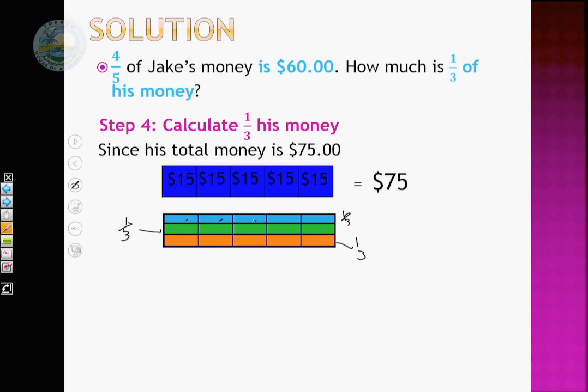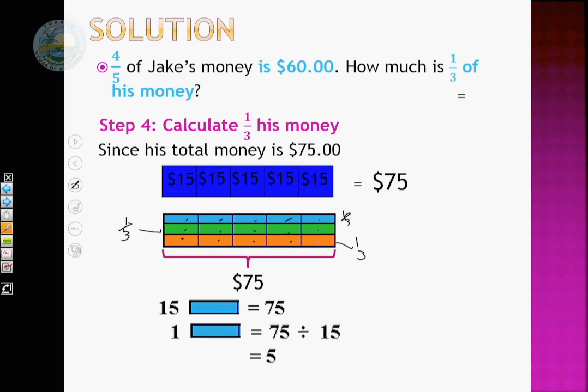1, 2, 3, 4, 5, 6, 7, 8, 9, 10, 11, 12, 13, 14, 15. So our 15 blocks is still equal to $75. But remember, as before, we must always find for 1. So to find for 1, we divide 75 by 15 to get 5, which means one of these blocks is 5.